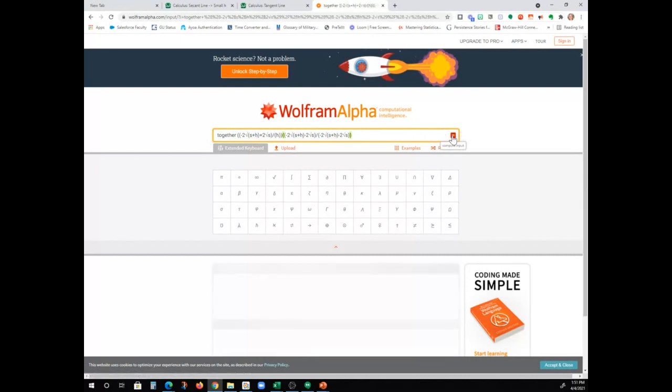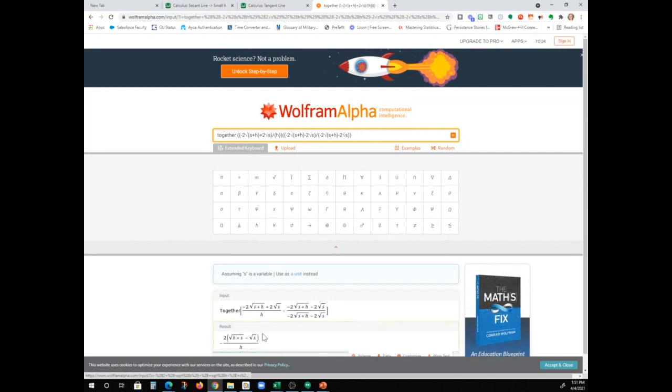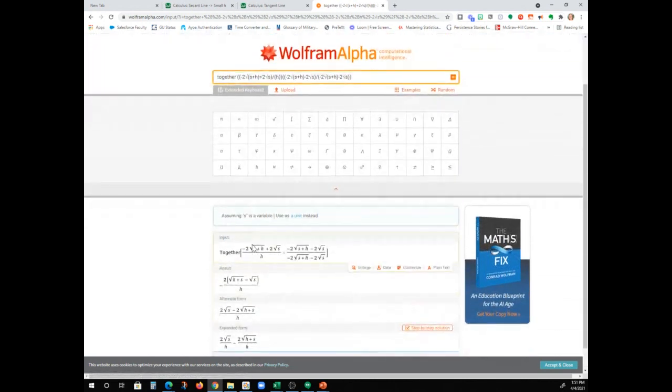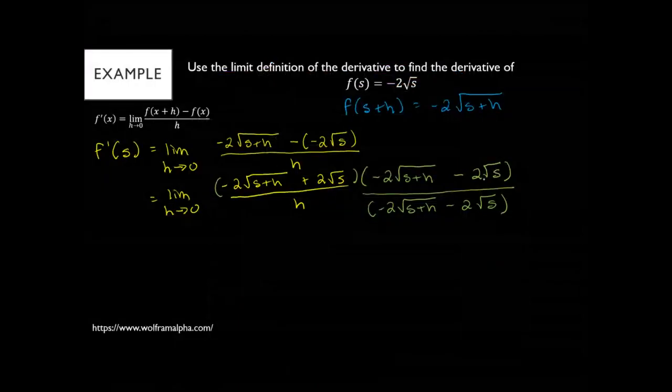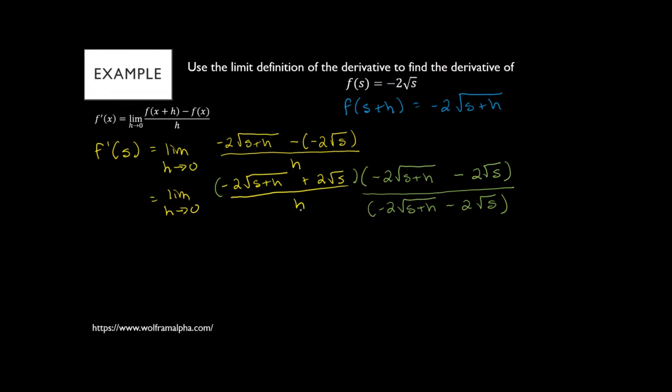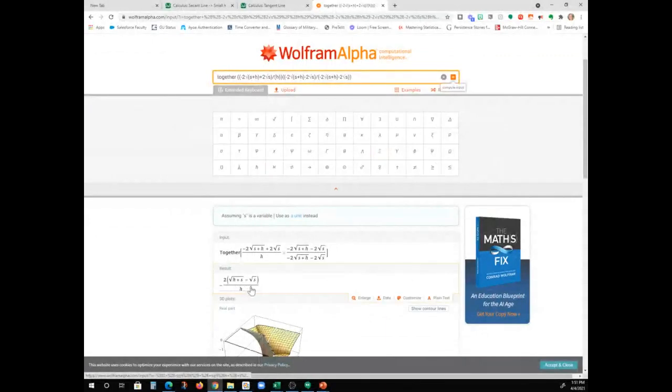So I'm going to hit enter, and we want to double check that I entered in exactly what I wanted to enter in here. So we've got -2 s plus h plus 2s over h times -2 s plus h minus 2s, -2 times s plus h minus 2s. So this is basically what I wrote here. It is a little annoying to type it in, but it's better than trying to multiply this out by yourself. So your answer is this thing right here.